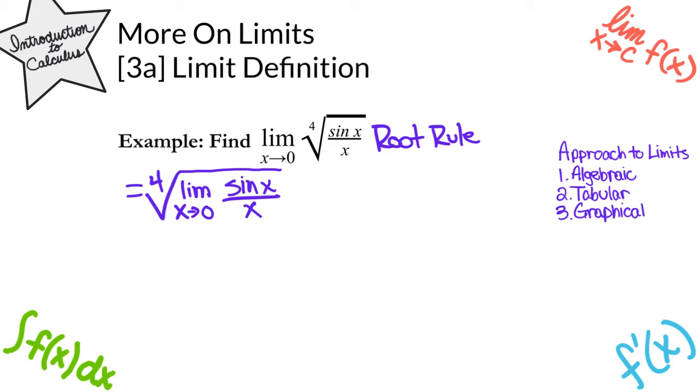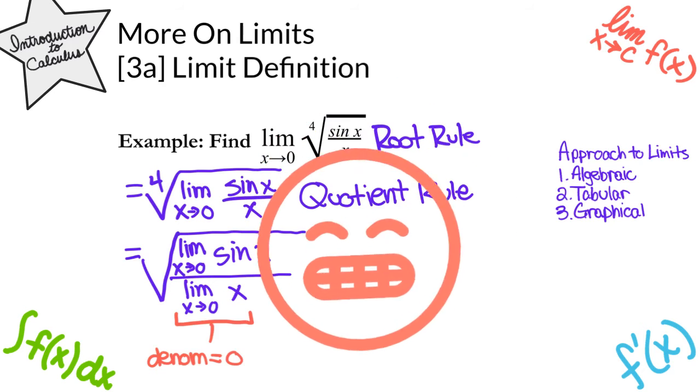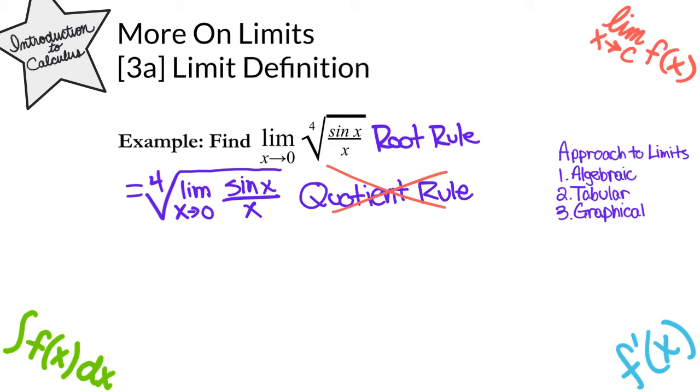Now it looks like we could use the quotient rule because we have sine x divided by x. So those are like the two functions that are being divided by each other. So we have the limit as x approaches 0 of sine x divided by the limit as x approaches 0 of x. Oh no, the denominator is equal to 0. That means we cannot use the quotient rule. So we're back to square one here, and we really don't know what the limit as x approaches 0 of sine x over x is. In this case, we can't do any more algebra, so we must rely on a tabular approach or a graphical approach. Let's look at the table on a TI-84 graphing calculator.